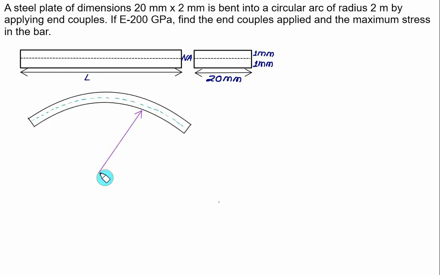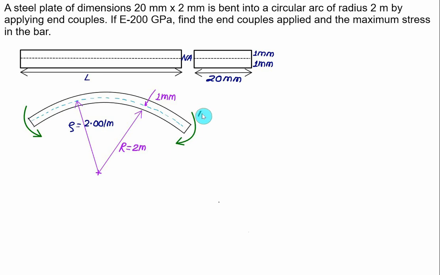So this plate is bent in a circular arc of radius equal to 2 meter. This one is the same as radius equal to 2 meter. Here this distance will be the same as the distance equal to 1 mm. So rho represents here the radius of curvature. Radius of curvature is the same as 2 meter plus 1 mm, that will be equal to 2.001 meter.